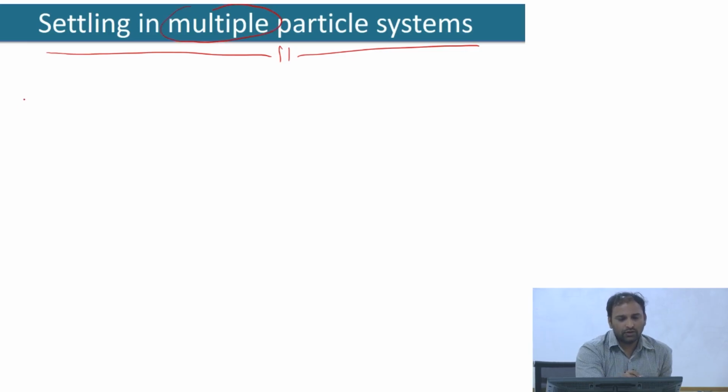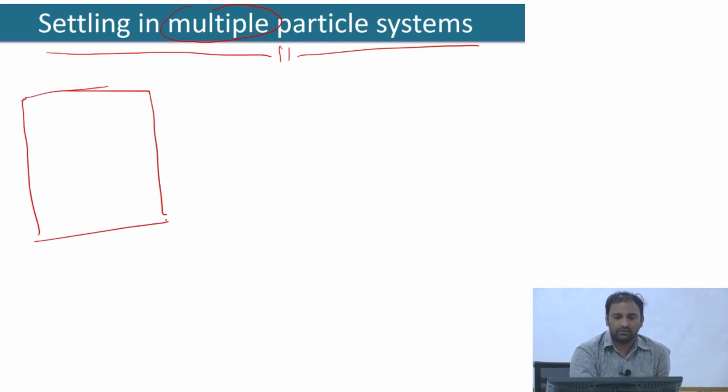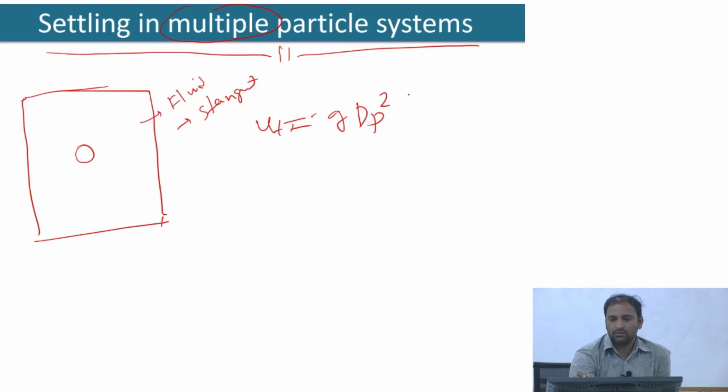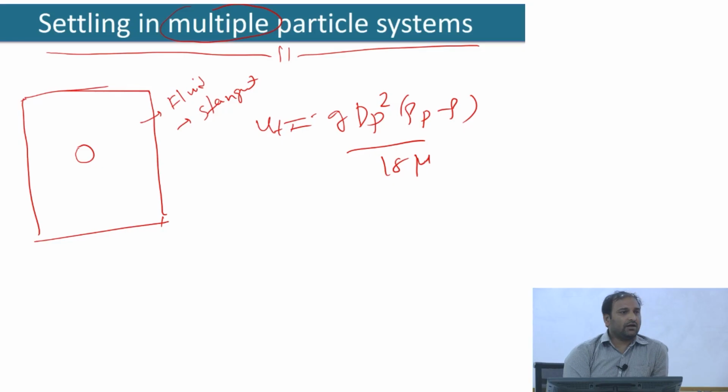Again I'm going to draw the classic picture. I have a column, or maybe a container, and say I have one particle in a fluid. Say that your fluid is stagnant. I'm again going to write the same formula. Now say I'm going to start working with multiple particles. I'm going to put another one, and another one, and another one.